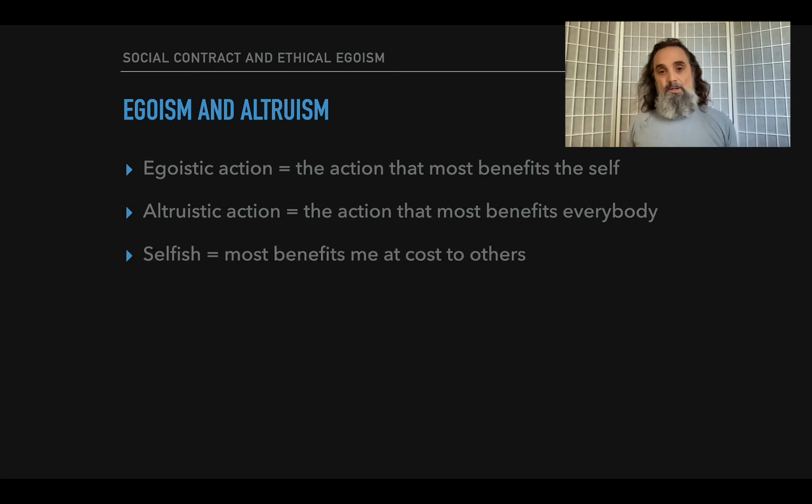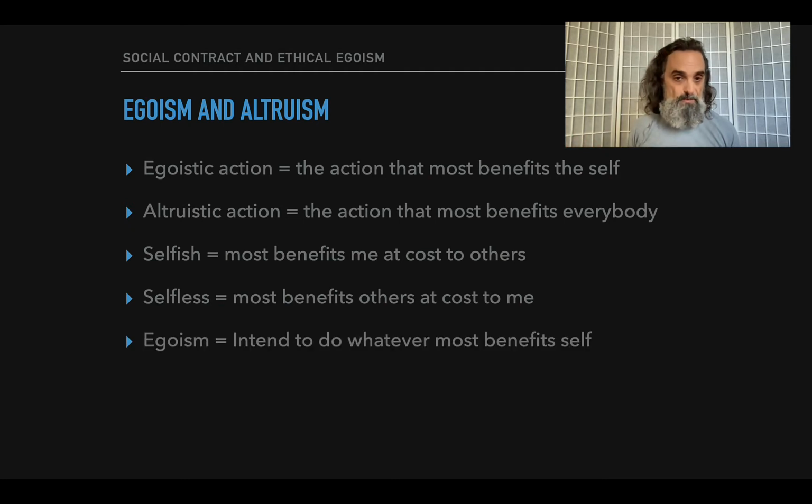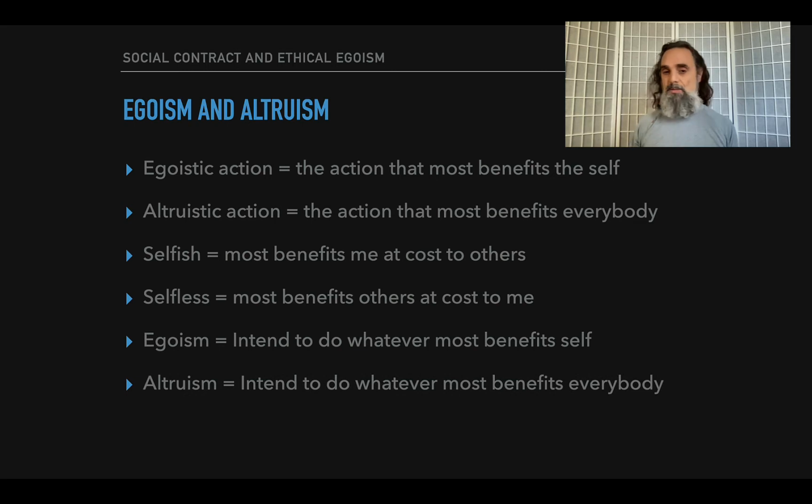The selfish action is you doing whatever most benefits yourself at a cost to others. The selfless action does what most benefits others at a cost to themselves. So egoism is intending to do whatever most benefits yourself, and therefore including, although not always, the selfish action. Altruism is intending to do whatever most benefits everybody, and so sometimes doing the selfless action when there is one.